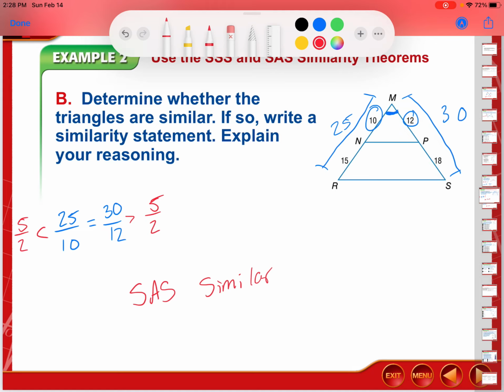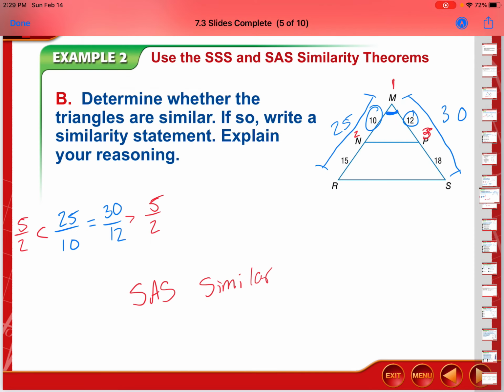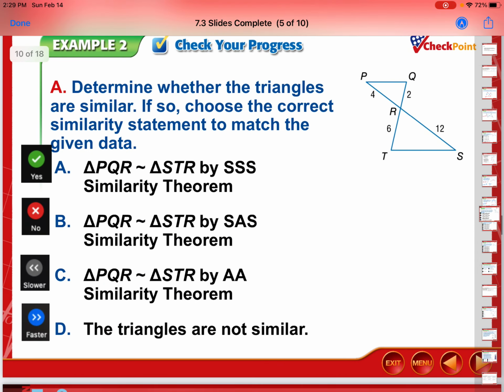So once again, I figure out which order to put these in, and I'm going to start with M each time. So I'm going to go M, N, P, and I'm going to go M, R, S. So triangle M, N, P is similar to triangle M, R, S. Lovely. All right. Let's start grooving on these.